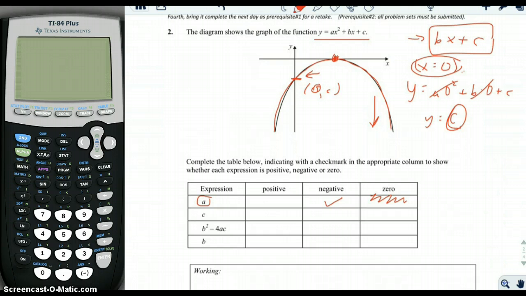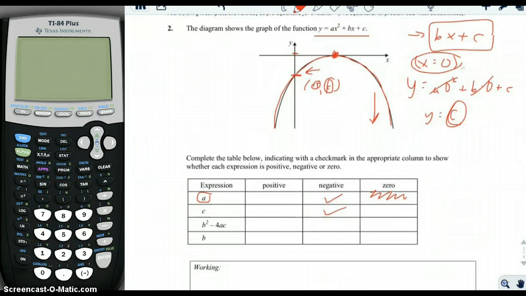And it asks, is c 0, positive, or negative? Well, it's obviously not 0. If c was 0, then it would cross here. It's not positive, it's negative, right? It's below the x-axis, so c is a negative number. So we know that c is a negative number also. Okay, and then we have b squared minus 4ac. Is b squared minus 4ac positive, negative, or 0?